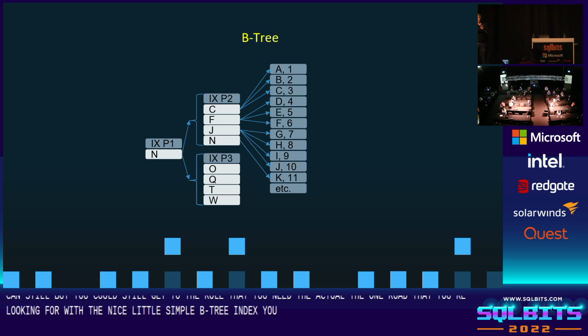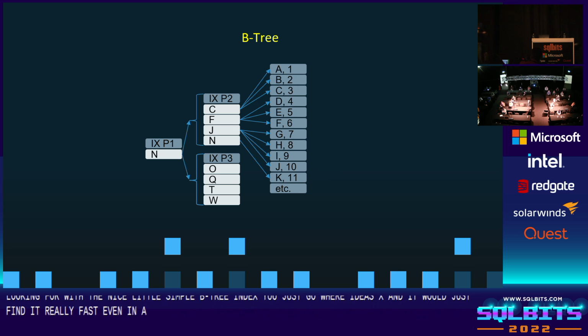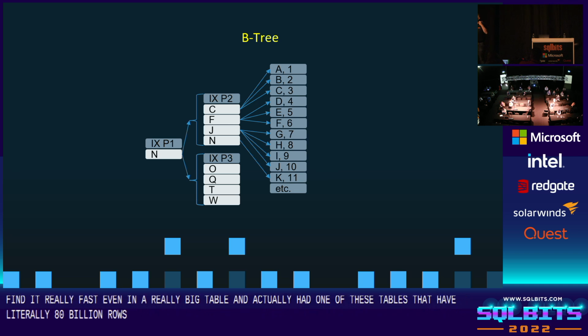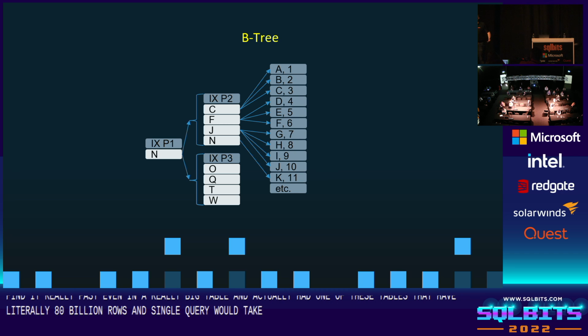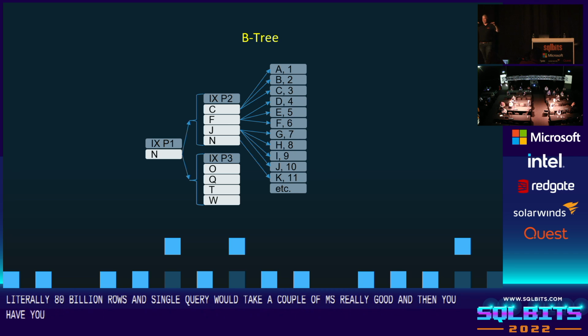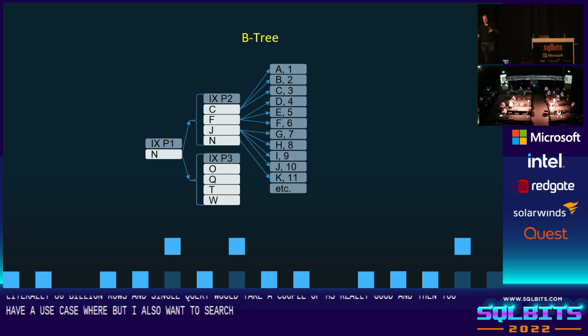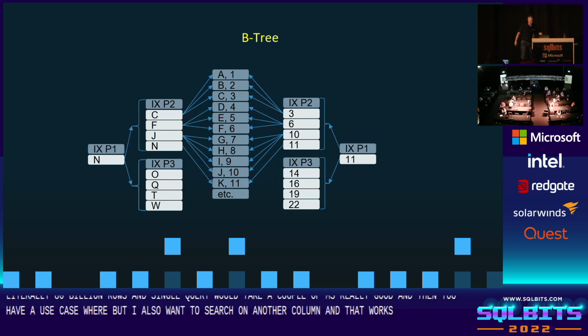You could just go where ID is X, and it would just find it really fast, even in a really big table. And I actually had one of these tables that had literally 80 billion rows, and a single query would take a couple of milliseconds. It was really good. And then you have a use case where, but I also want to search on another column. And that works. Just add another non-clustered index.